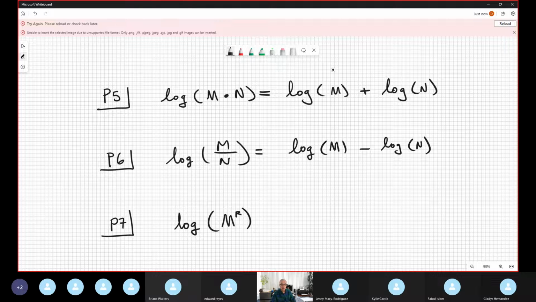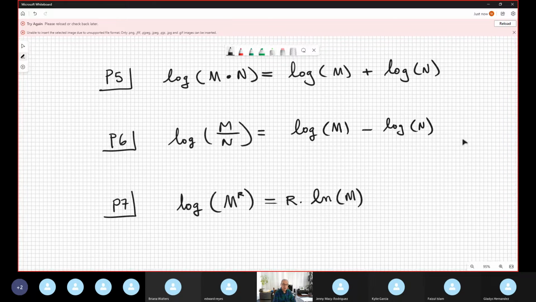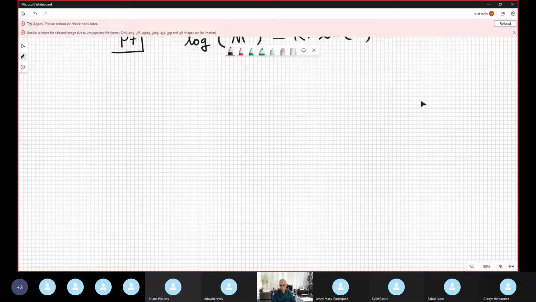Okay, is equal r times ln of m. And this property is amazing because this allows us to convert an exponential equation to a linear equation, because the exponent goes magically to the front like a factor. Okay, let's practice. Let's practice an easy example.